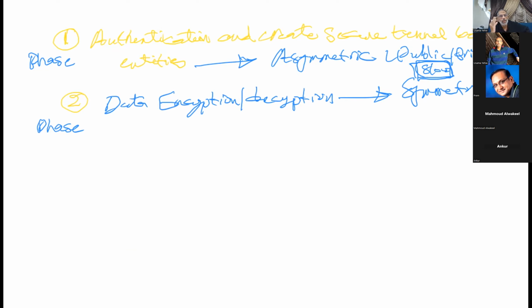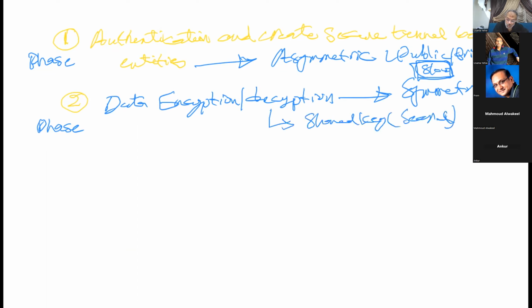But when we reach the point of encrypting the data, which will be a huge number of bytes, we will use the symmetric algorithm, because it is considered fast. But again, what will we do with the key? In this model, we need something called a shared key or secret key.